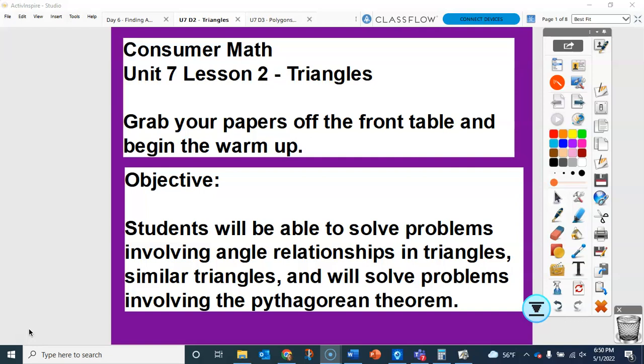Lesson over Triangles. So again, this is our second lesson in our geometry unit for Consumer Math. So our objective today is we're going to be able to solve problems involving angle relationships and triangles, similar triangles, and we'll solve problems involving the Pythagorean theorem. So today is Triangle Day. So going to our notes.